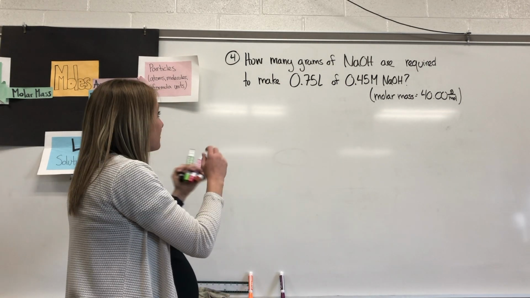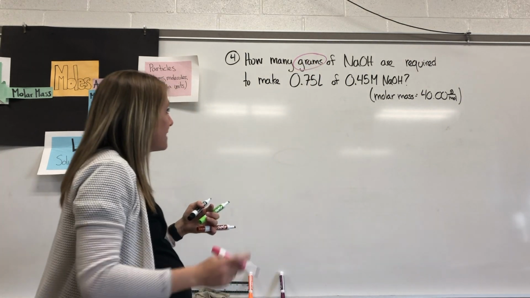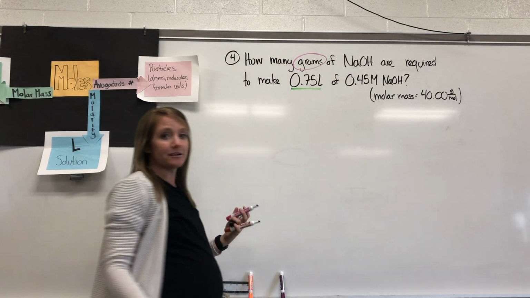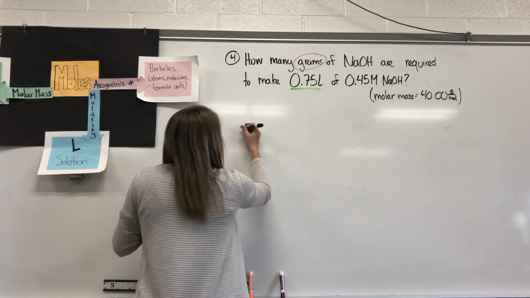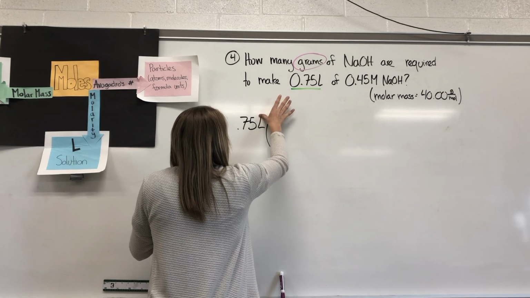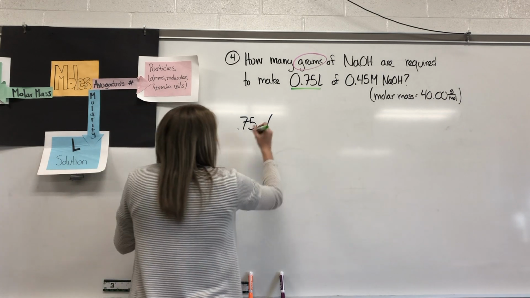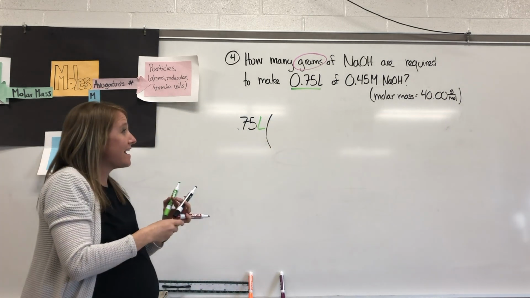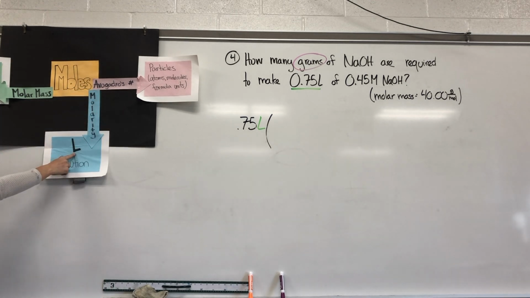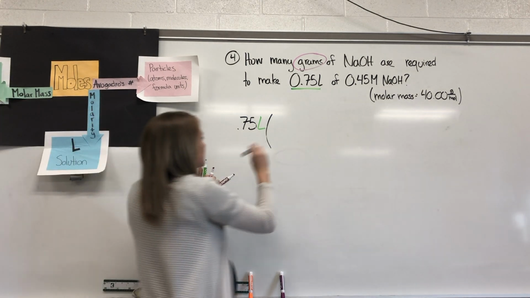Okay, so this one says how many grams of NaOH are required to make that many liters of that much molarity. So I'm starting with liters, so I'm going to write that first. Whoops, we'll follow my color pattern here. Okay, and then the thing I'm eventually trying to get to is grams, but I'm starting here in liters, so it's going to take 2 steps. So let's set up our steps.